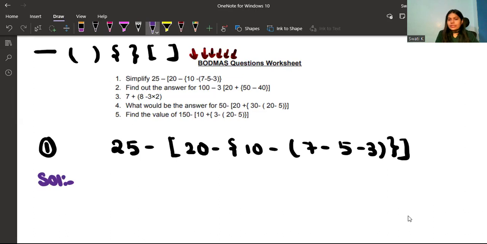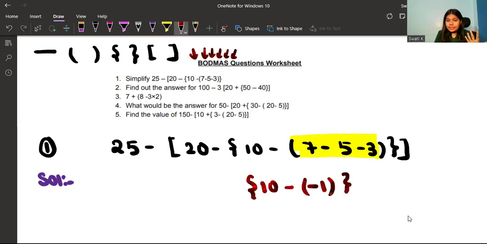First you can see that we have no bar bracket, so we start with the small bracket, also called parenthesis. So we are going to solve this part first. What is 7 minus 5? It's 2. 2 minus 3 is minus 1. So this will become minus 1, and I'm going to put a bracket here because I have a minus sign outside. I'll write the rest as it is without solving multiple things in the same step.